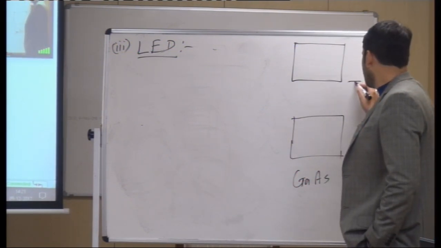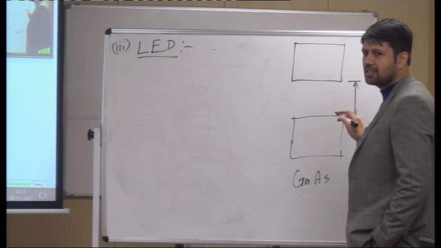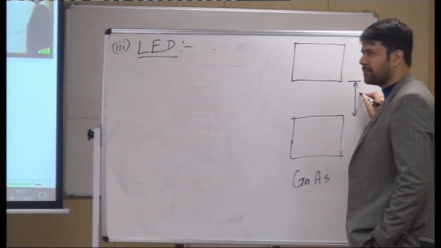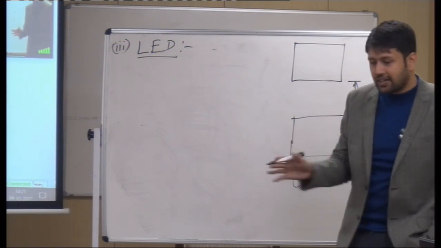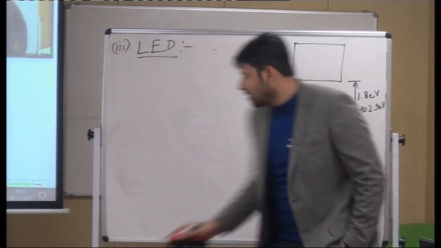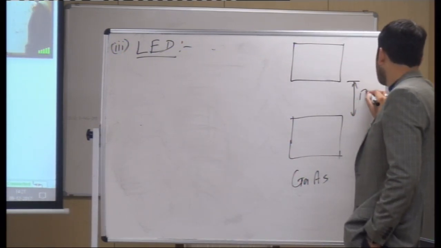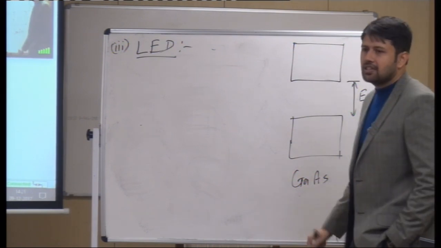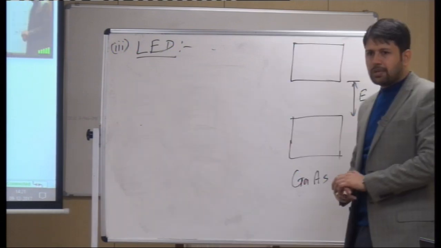The reason for using this is that for gallium arsenide the band gap is high. It's in the range of visible light. Visible light is about 1.8 electron volt to maybe 2.5, something like that. I don't remember the exact value, so please calculate it. I would rather write it as E visible. Okay, the band gap lies in the visible range.